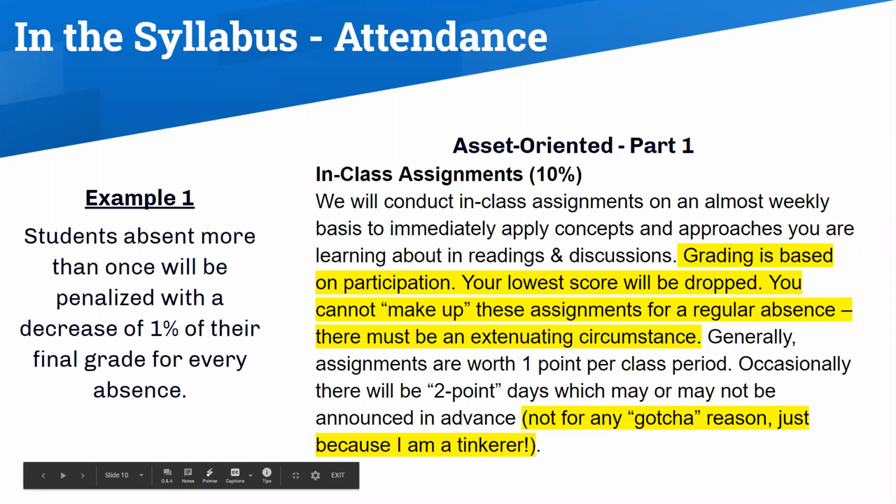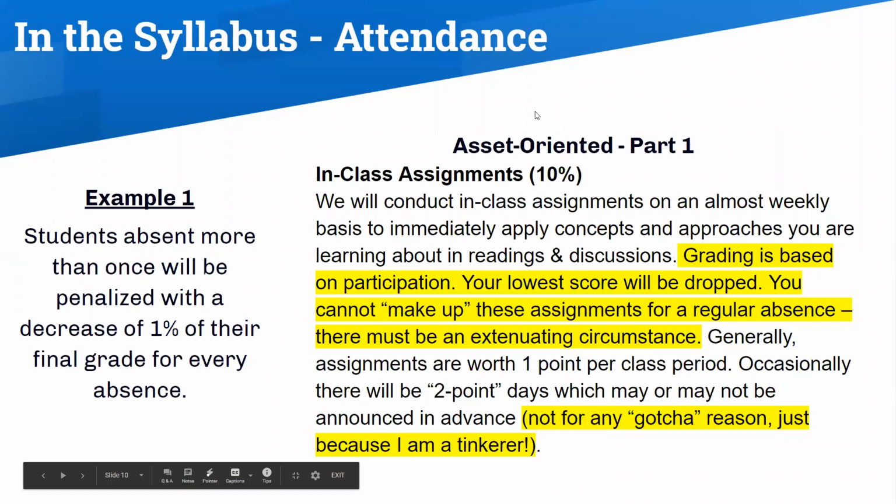So the first place they see it is in my description of in-class assignments. So in class, people do things, right? Well, even if it's a conversation, something that happens on Canvas, some type of workshop, whatever it is that they're doing in class that day, they get credit for it. So grading, I'm going to read some of the highlighted text. Grading is based on participation. Your lowest score will be dropped.